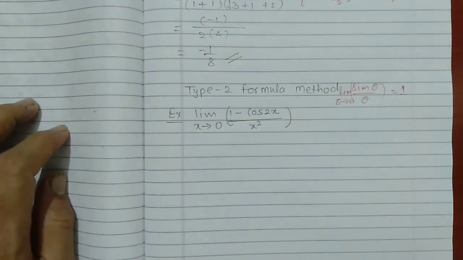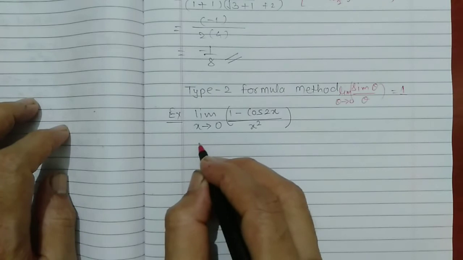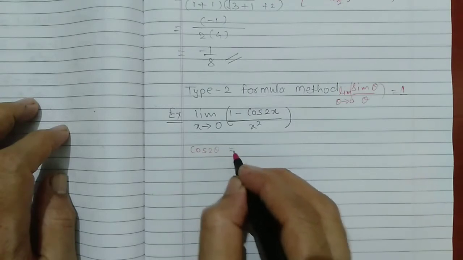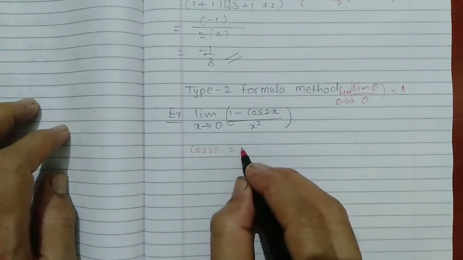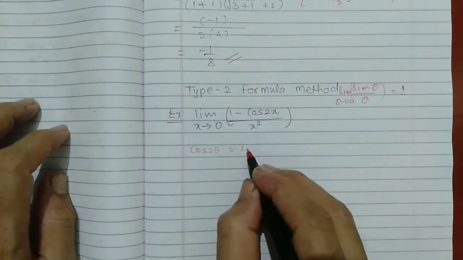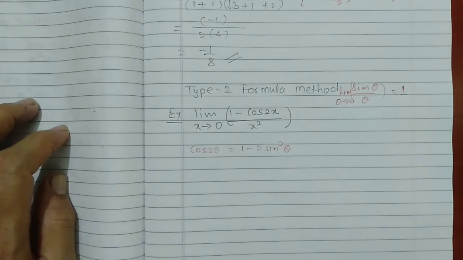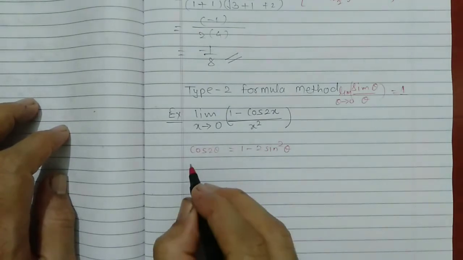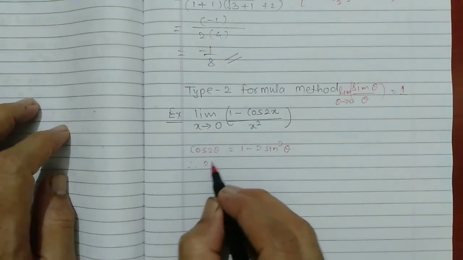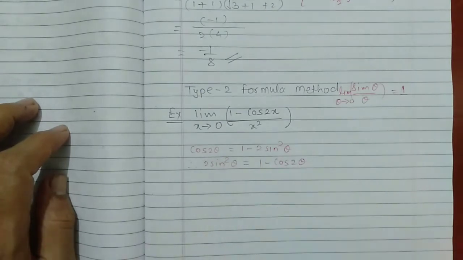So for that we need to apply the trigonometric multiple angle formula, that is the double angle formula. Cos 2 theta is equal to 1 minus 2 sine square theta. So therefore 2 sine square theta is equal to 1 minus cos 2 theta.